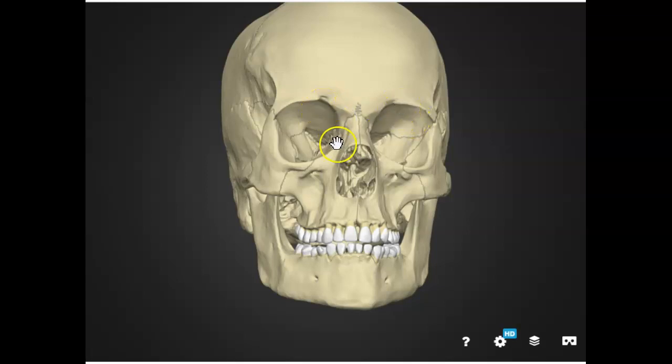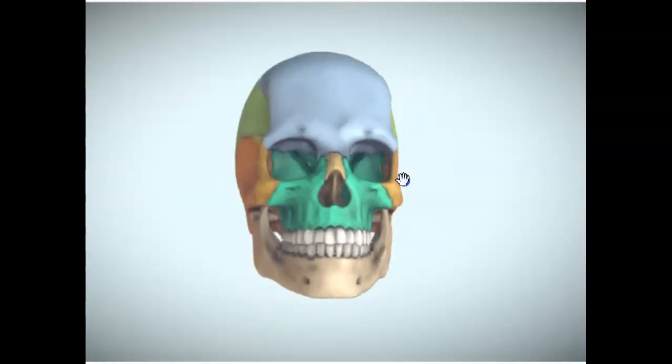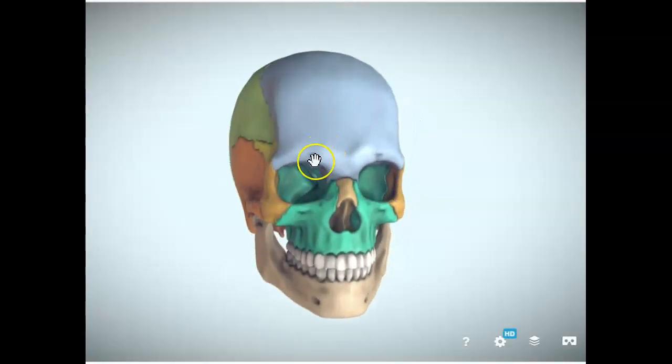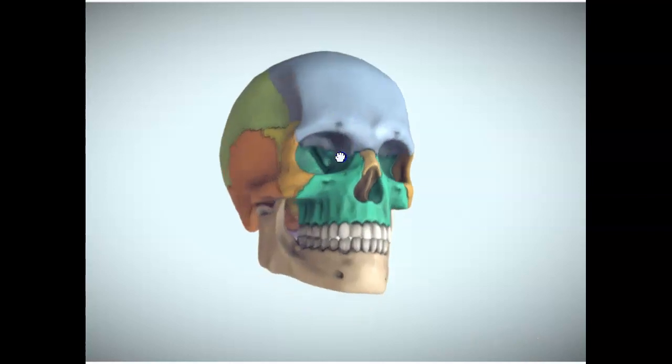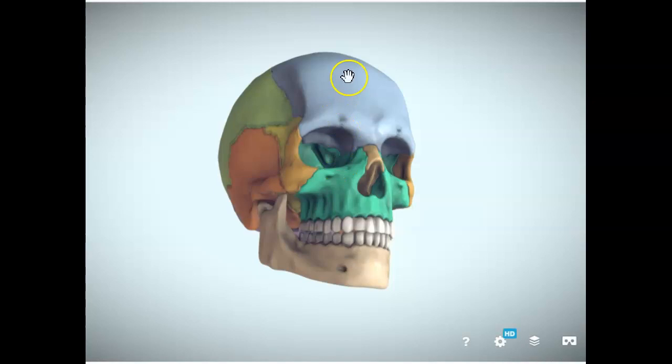Okay, so that notch is the supra. So supra means above, orbital refers to this orbit over here, the orbit of the eye. So it's above the orbit: supraorbital foramen or supraorbital notch in this case. Here you can actually see a hole. So supraorbital foramen: if you see a hole, it's probably a foramen. If you just see a notch, then it could just be a supraorbital notch.